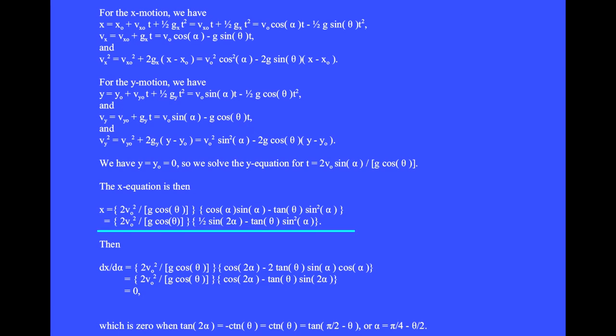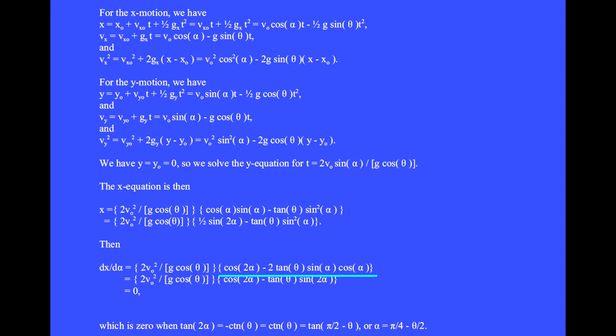We want to maximize x with respect to alpha. This portion is all constant. Theta is the angle of the incline. So we take the derivative dx d alpha and set it to 0. The derivative of sine 2 alpha is 2 times cosine 2 alpha. Then the 1 half and the 2 cancel. This tan theta is constant. The derivative of sine squared alpha is 2 cosine alpha sine alpha.